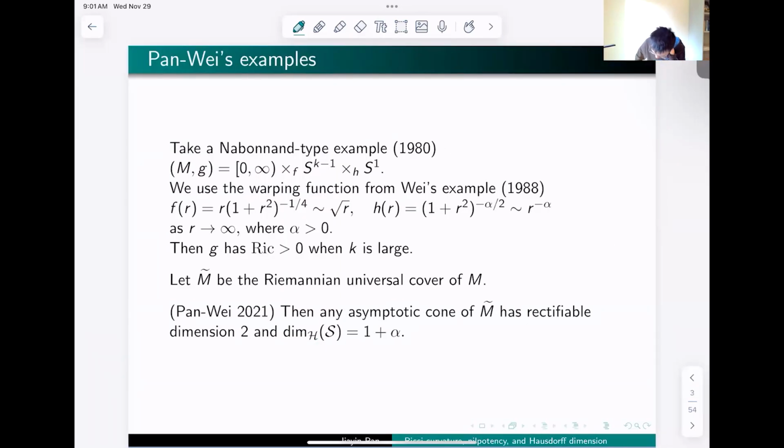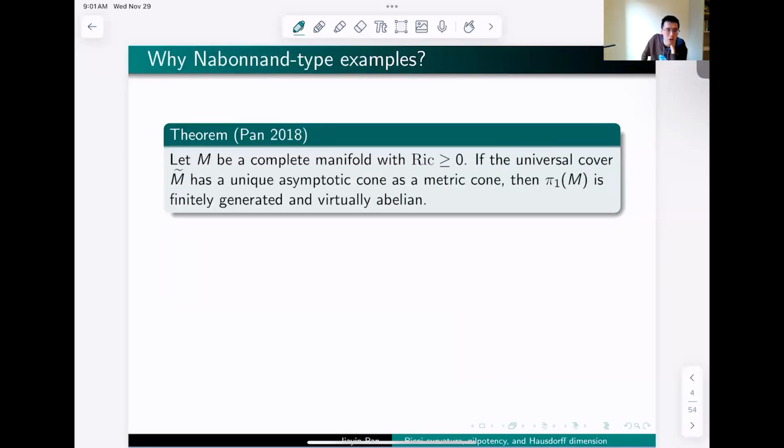Then, as Guohang said, what we did is we look at the universal covering of this very old example, and we blow it down to see what the asymptotic cone of that is. We showed that it has rectifiable dimension 2, but the singular part has Hausdorff dimension 1 plus alpha, which could exceed 2. To be honest, once you know this is the example to look at, it's not too difficult to show that it satisfies these properties. So I'm going to say a few words on how this example came to our attention.